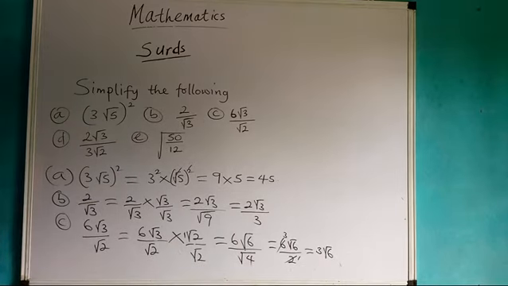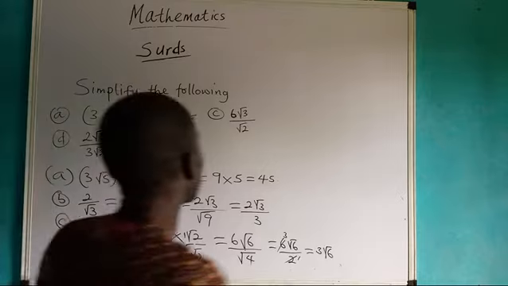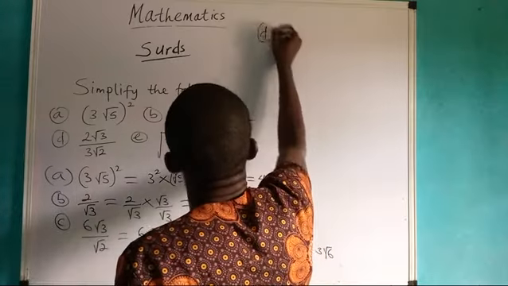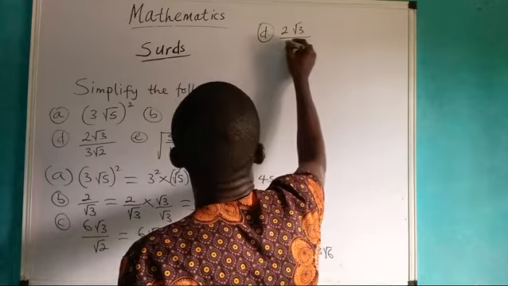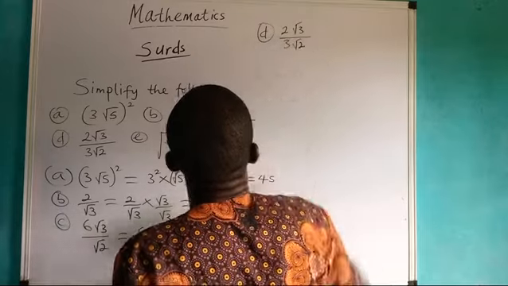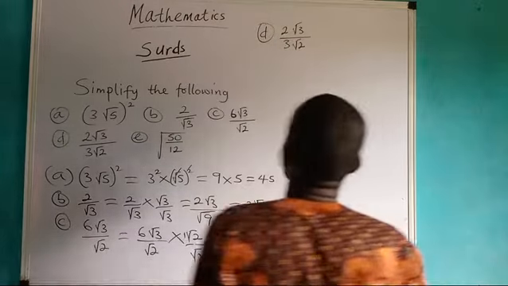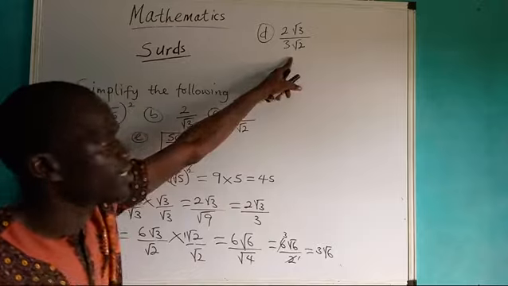Okay, now let us consider the next one. Yes, of course. Let us look at the next one, which is question D. We have 2 root 3 all over 3 root 2. Now, can you see, we have a surd again at the denominator.